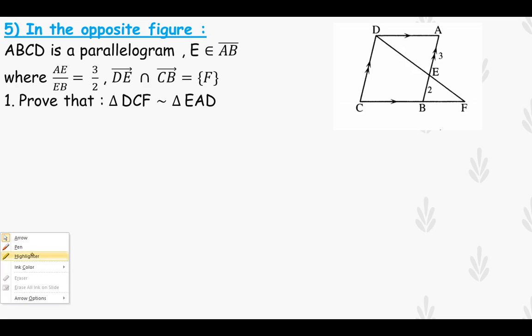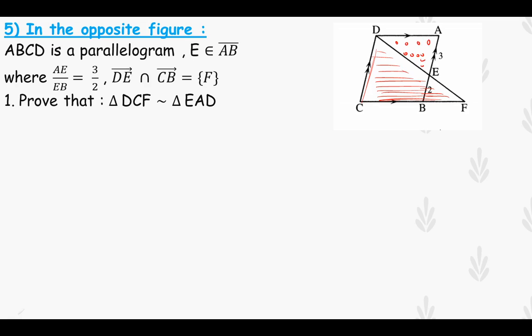Here we want to prove that triangle DCF, which is the largest one, is similar to triangle EAD. And find the area of triangle DCF over the area of triangle EAD. Solution.